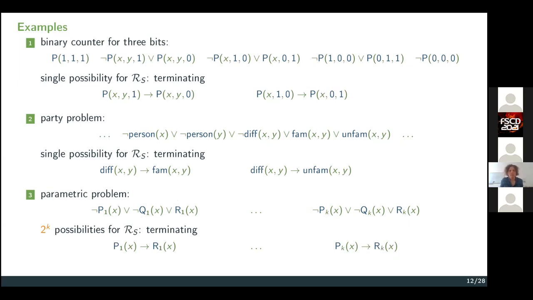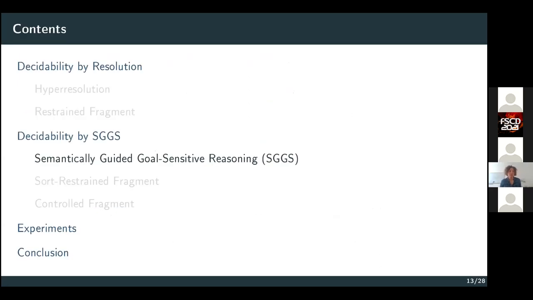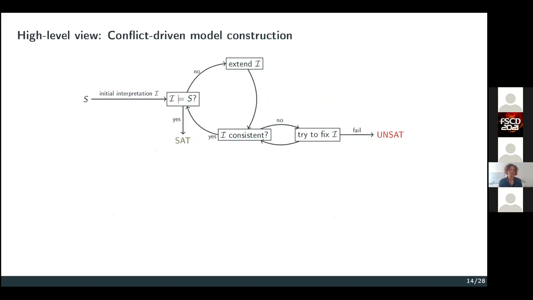Okay, so much about the restrained fragment. The remaining fragments are not decidable by resolution methods, but by a method called SGGS, which is a short form for semantically guided goal-sensitive reasoning. So I will start by giving an outline of this method, which however will be pretty high level because I don't have time to explain the details here.